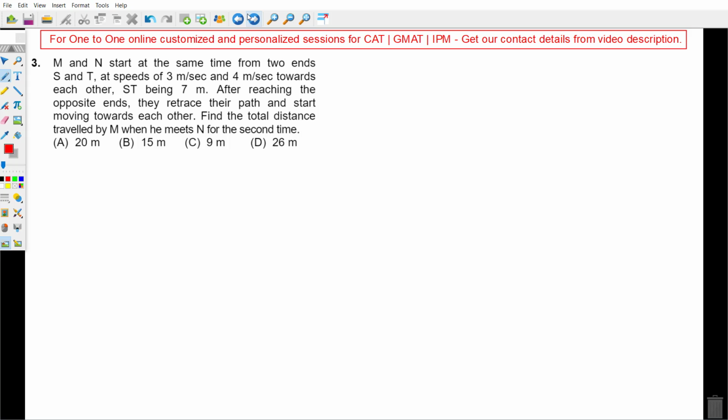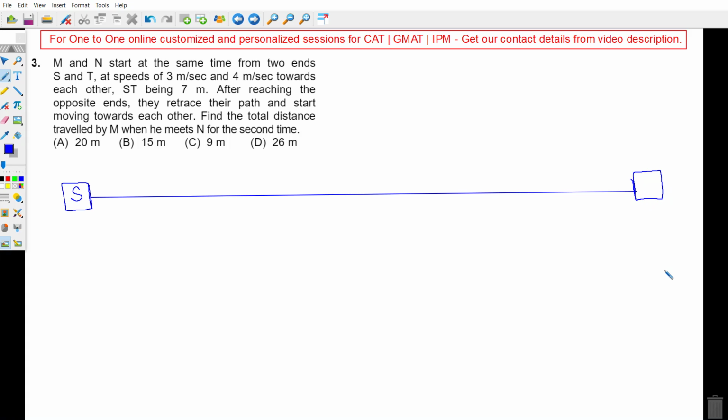Okay everyone, look here. So over here let's understand one concept first of all. Let me draw a diagram here first of all. First of all we'll do the theory of this question. Let's say this point is S and this point is T, and let's say the distance between S and T is equal to D. Okay, look here. So M is going to start from this point and N is going to start from this point at the same time.